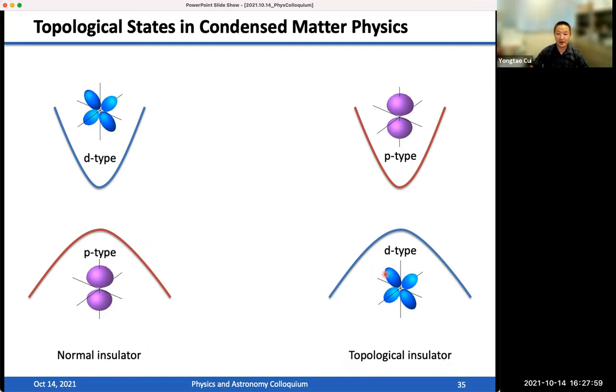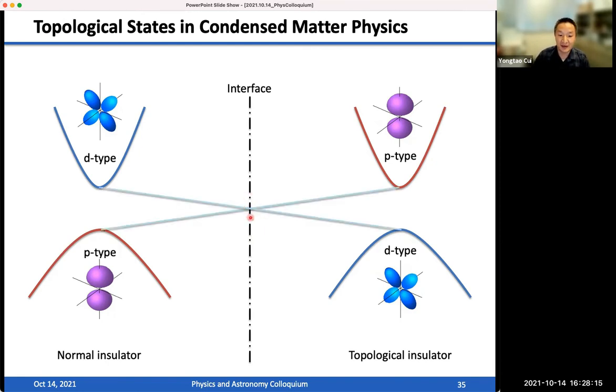Although those two band structures look similar, remember, they cannot transform from one into the other without breaking things. So that means if we create an interface and put those two materials together, something has to happen at the interface. And that is basically the closing of the energy gap and then reopening of the energy gap. So at the interface, the energy gap has to be closed, which means there are going to be gapless boundary states.